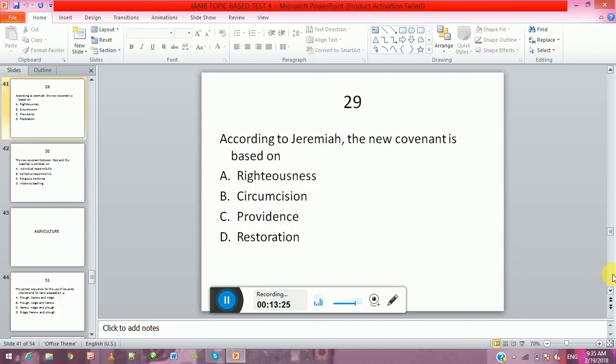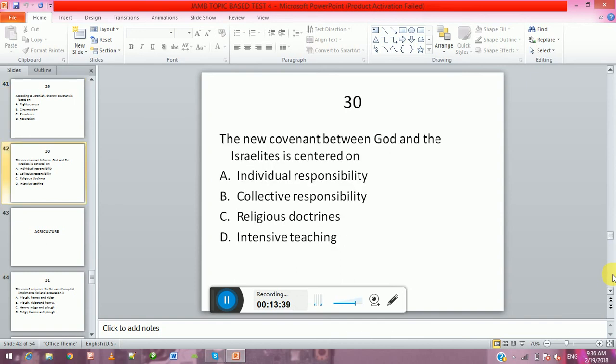According to Jeremiah, the new covenant is based on: A. Righteousness. B. Circumcision. C. Providence. D. Restoration. The new covenant between God and the Israelites is centered on: A. Individual responsibility. B. Collective responsibility. C. Religious doctrines. D. Intensive teaching.